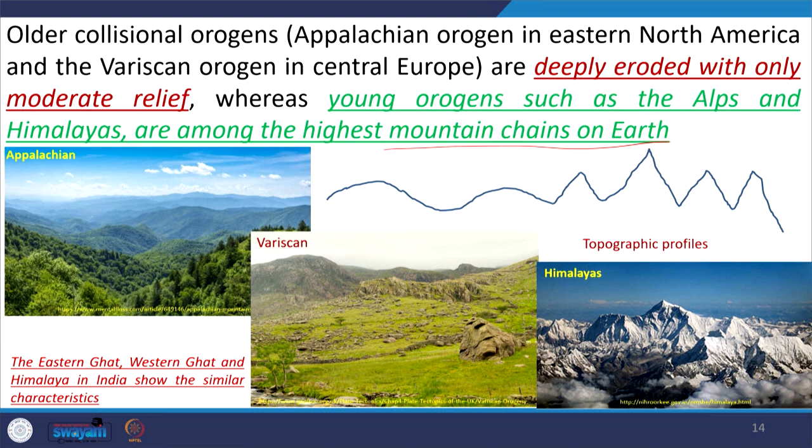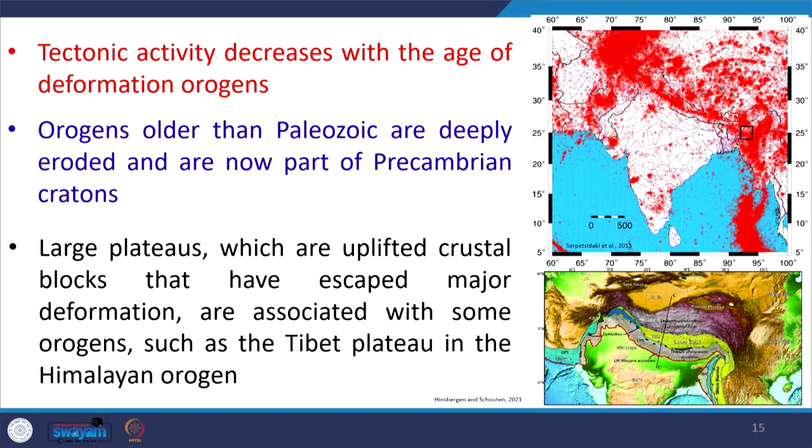If you see the Eastern Ghat, the Western Ghat and the Himalayan system, the relief is different, and this relief is due to their age. Similarly, if you see the Appalachian mountains, the relief is like this, and in the Variscan mountain system, this is the relief. However, if you compare the Himalayan mountain system, its relief is like this. So here is a representation of how the topographic profile varies with age. With the older age we have not very sharp topography; however, with the younger age we have very high and sharp topography. Tectonic activity decreases with the age of the deformation origin.